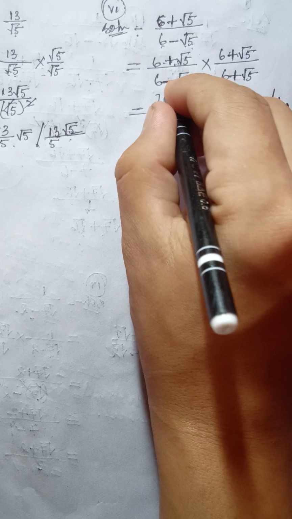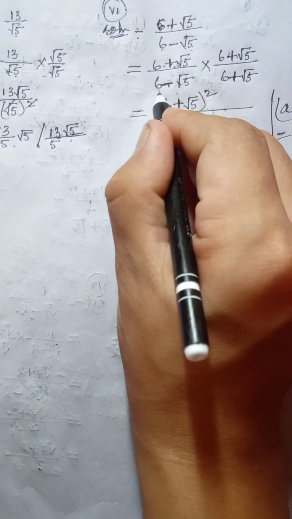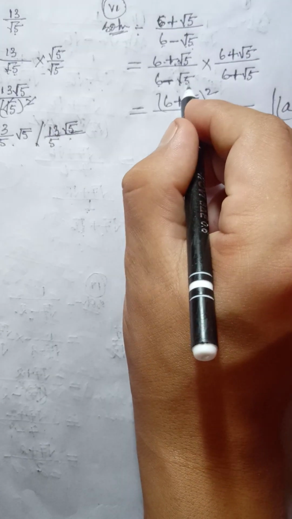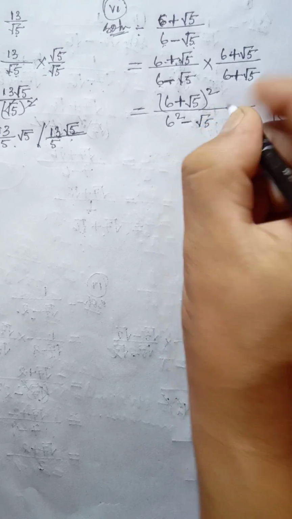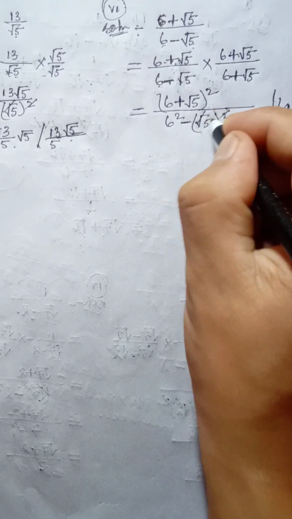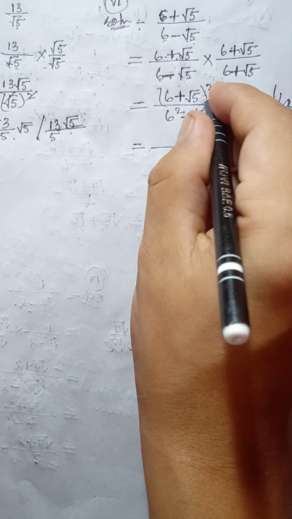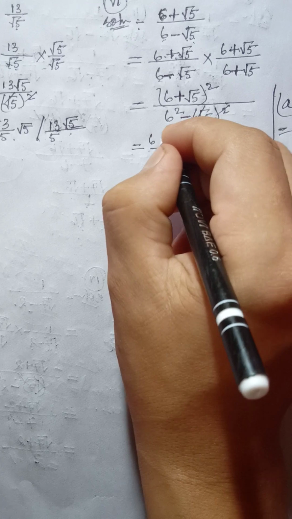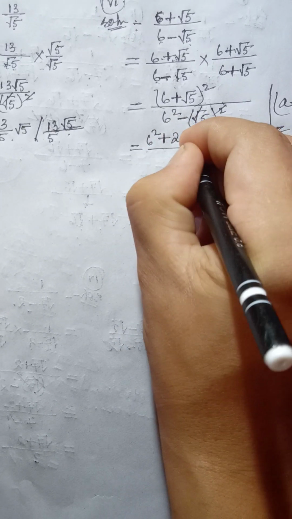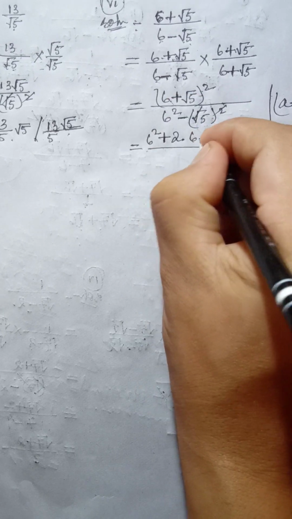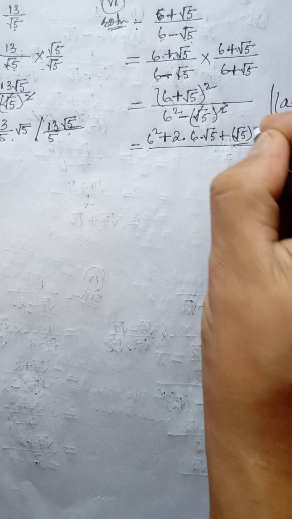Here you can use the formula a square minus b square. The value of a should be 6 and the value of b should be root 5. That means 6 square minus root 5 square. Square and root cancel. Here you can apply the formula a plus b whole square. So what is the a plus b whole square formula? That is a square plus twice ab. What is a? That is 6, and what is b? That is root 5. And what is b square? That is root 5 whole square.